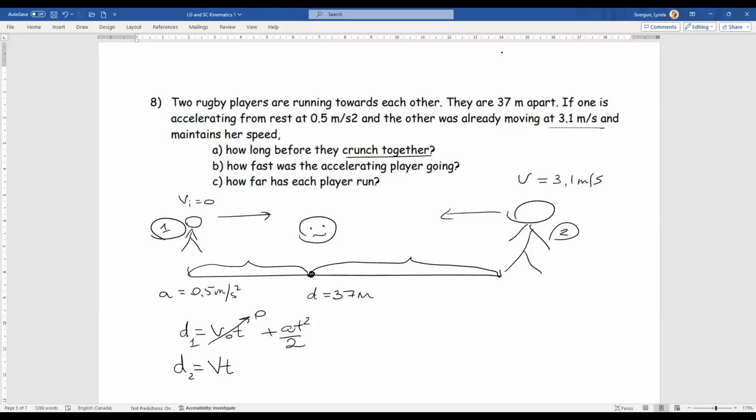Let's plug in numbers. So the acceleration term is 0.5. We don't know how long, but we know they started at the same time, and it will be the same amount of time for them to run until they crunch together. Speed is 3.1 multiplied by t. If you add them together, it's 37. So basically, you will make a quadratic equation, and you solve that quadratic equation.